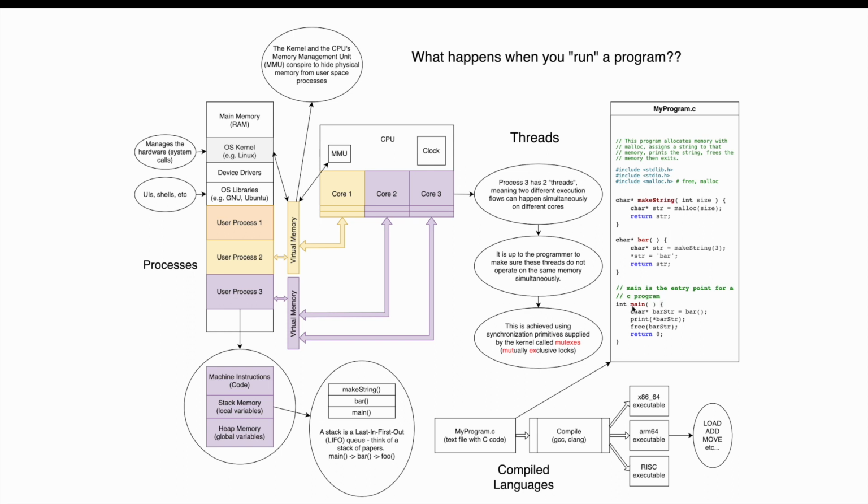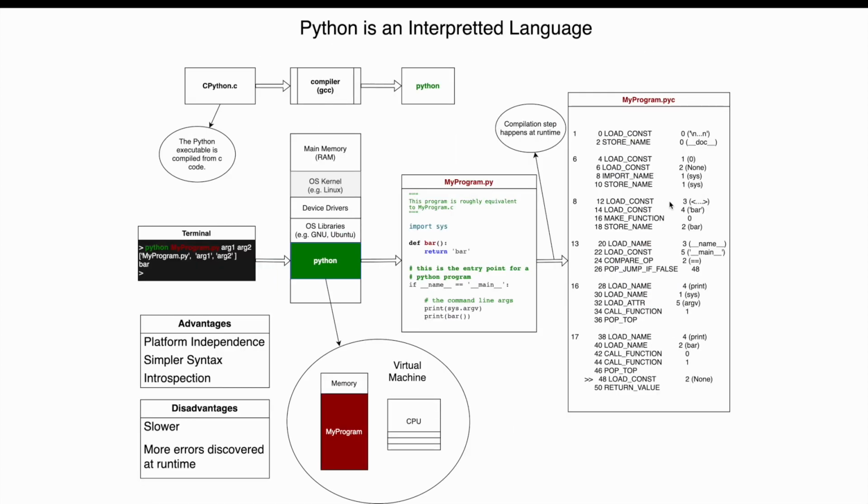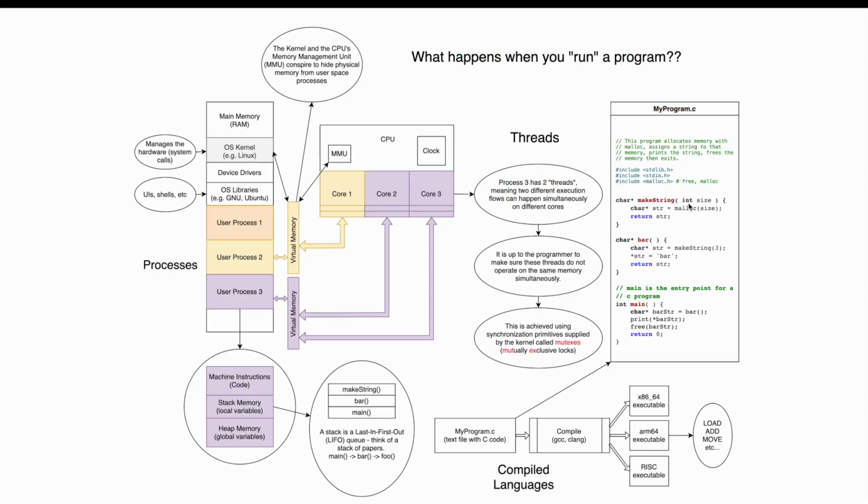Functions take arguments, like up here, make string. This function takes an argument of type integer, and we've named it size. So there's a variable called size, and it is an integer, and we're passing it into make string, and make string can then use it in its block of code.